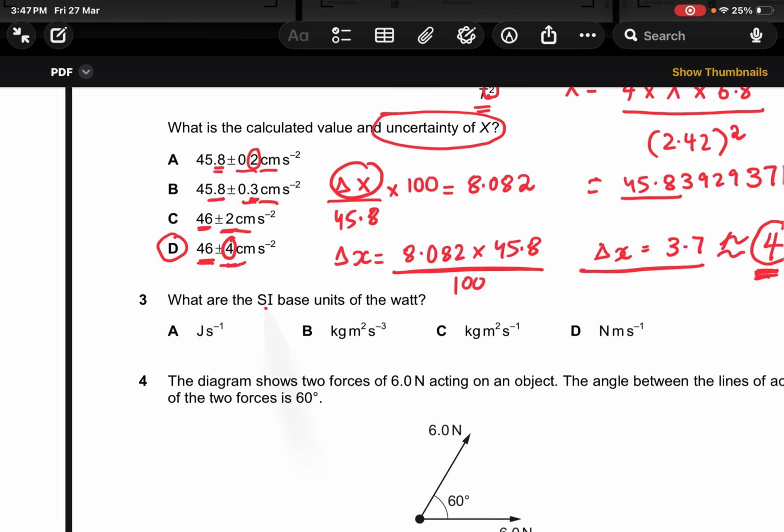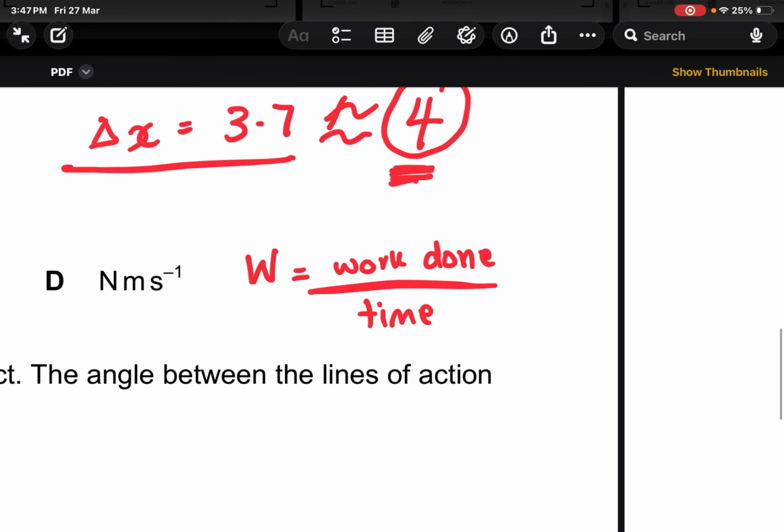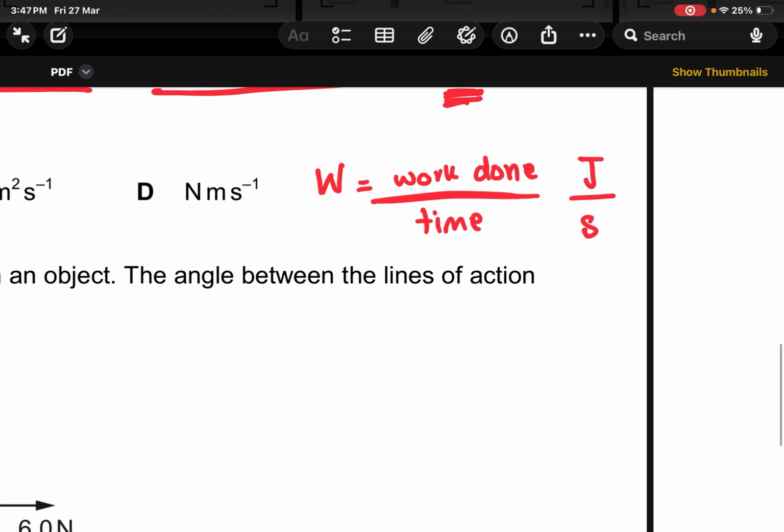What are the SI base units of watt? Watt is the unit of power. So watt equals work done upon time. Work done equals joules upon seconds. Now joules equal force into distance upon second.